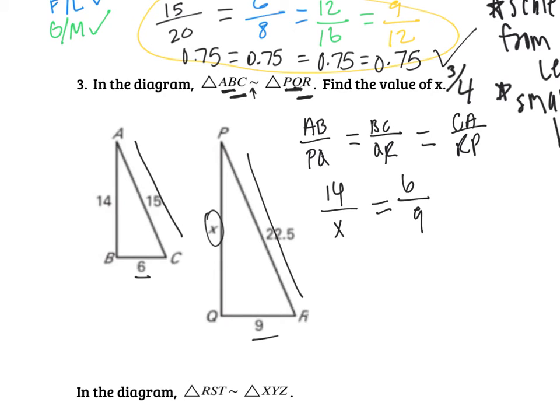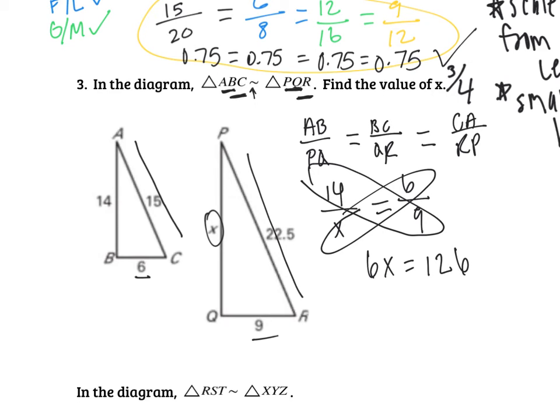We're going to solve for X by cross multiplication. So you're going to do 6 times X and 14 times 9. So then we would get 6X equals, and then we'll do 14 times 9 in our calculators. So 14 times 9 is 126. We'll solve for X by dividing by 6 on both sides, and then X equals 21. So that was just asking us, what does X have to be in order to make these things proportional?